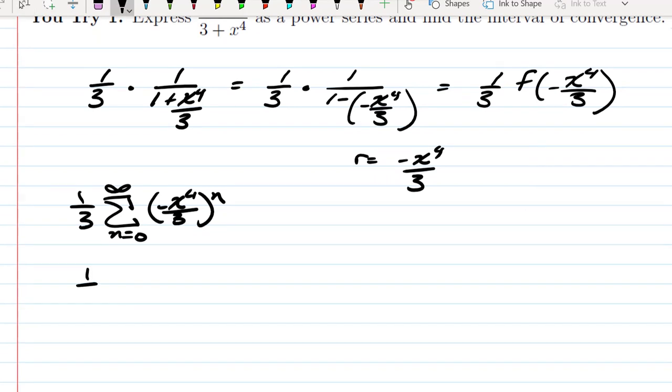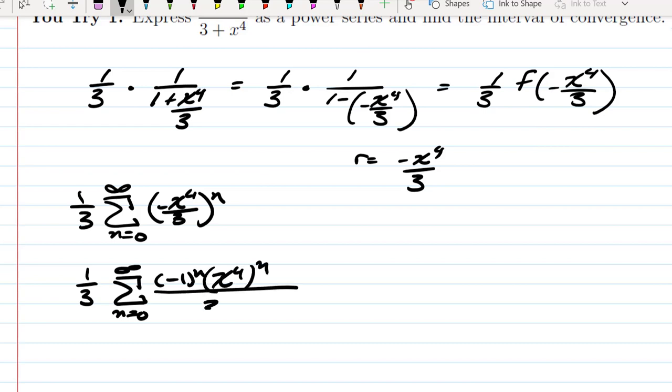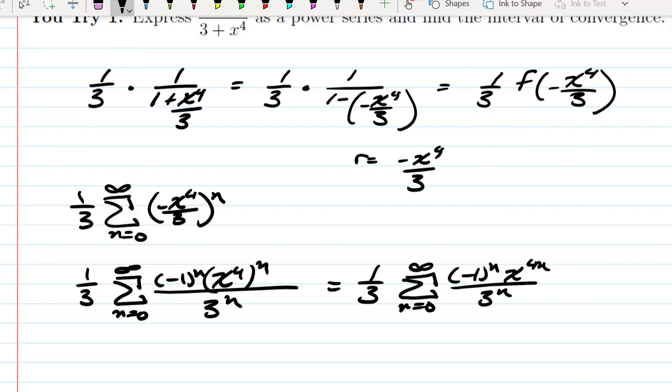And if we wanted to, we could split this up into a few different parts. So we would have negative 1 to the n, x to the 4th to the n, all over 3 to the n, which would be 1/3 times the sum, as n goes from 0 to infinity, of negative 1 to the n, x to the 4n, all over 3 to the n. And if you really wanted to, you could put the 1/3 back in and change this to an n plus 1. And that is common, although not required.